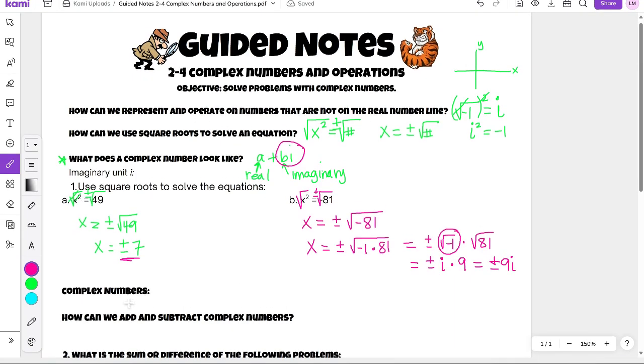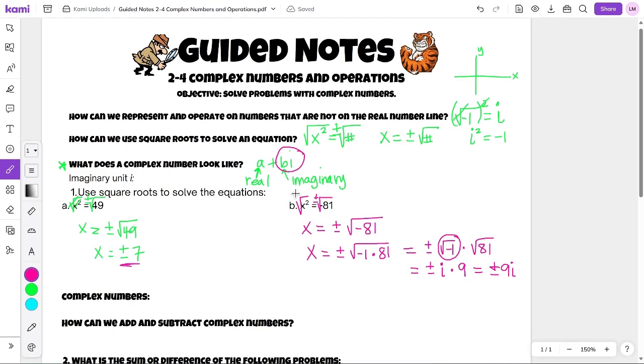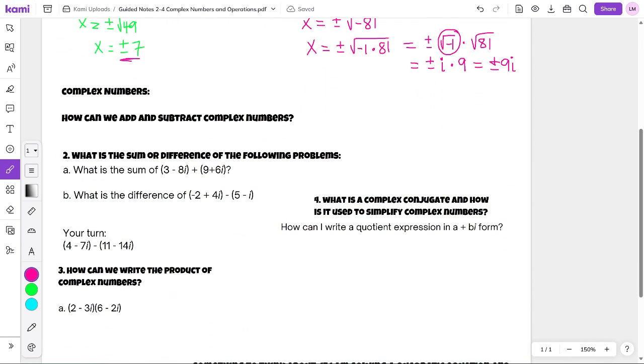All right, so let's put those together. Let's see what happens when we add or subtract complex numbers. When we do that, we put the real parts together and we put the imaginary parts together. So that would be the b part, imaginary, and the real would be the a part. So we want to put the real numbers together, and the imaginary.